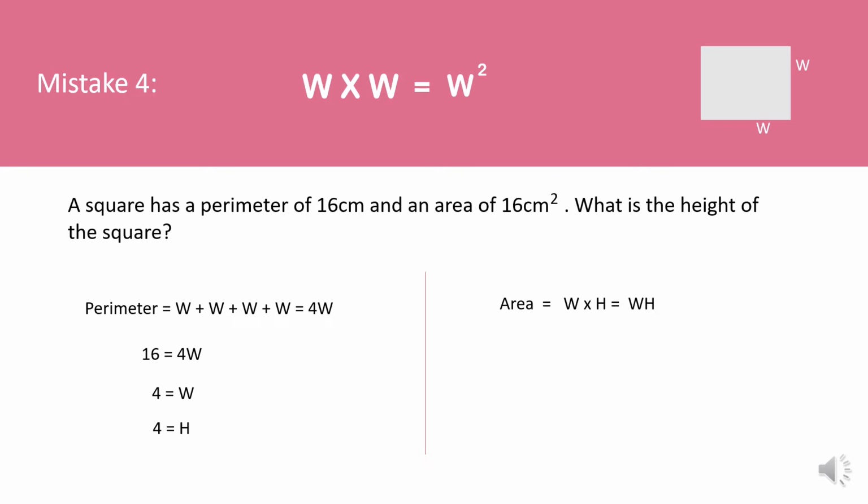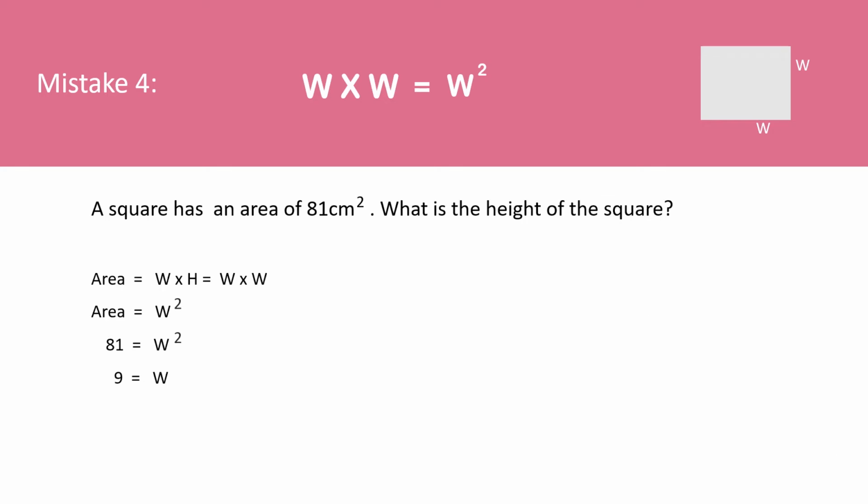Let's start with the perimeter. We know that all sides of a square are identical. This means the perimeter of my square equals w plus w plus w plus w, which equals 4w. We know the value of the perimeter, which is 16 cm, so 16 equals 4w. Using the inverse, w equals 4, and because it's a square, the height equals the width, which equals 4.